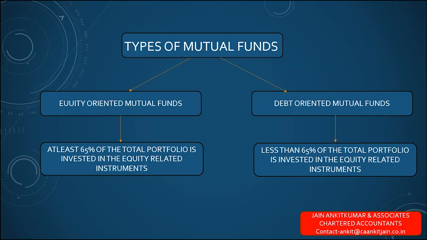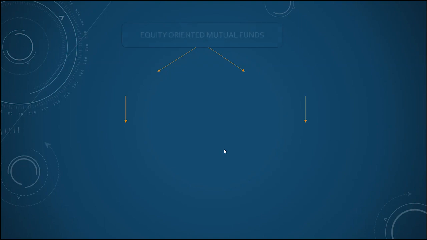Equity oriented are the ones in which at least 65% of the total portfolio value is invested in equity related instruments. Such mutual funds will be called equity oriented mutual funds, and others are called debt oriented mutual funds. If you look at the income tax aspect of these two, both have very different implications. So let's understand one by one. The first one is equity oriented mutual funds.